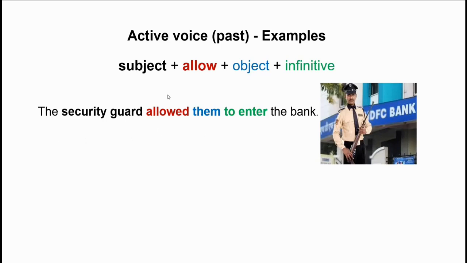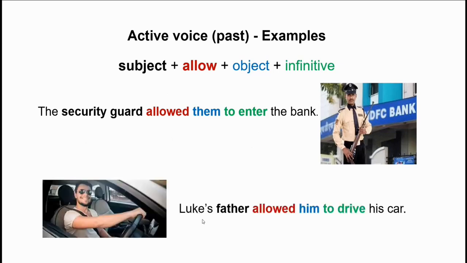So this is the past simple. Luke's father allowed him to drive his car. And again, we have the subject. We know who gave permission to them to enter the bank. It's the security guard. We know who gave permission to Luke to drive a car. It's his father. And as we'll see in the passive, we no longer have this information.